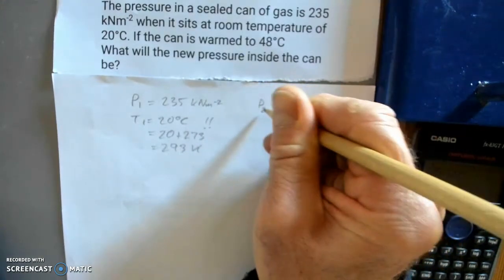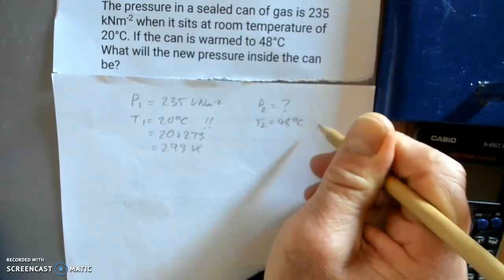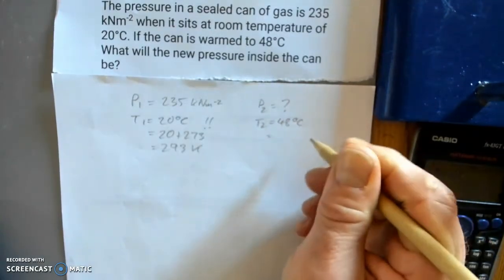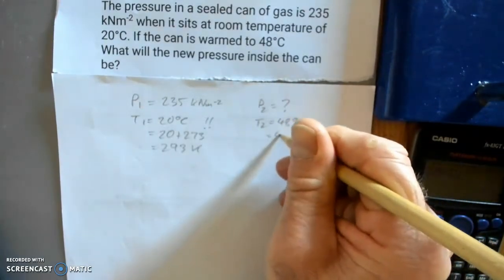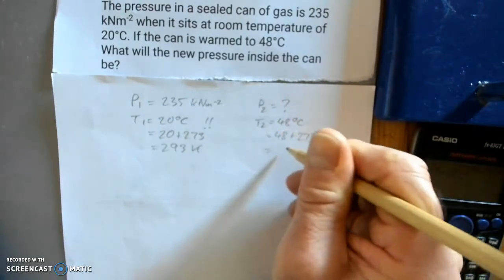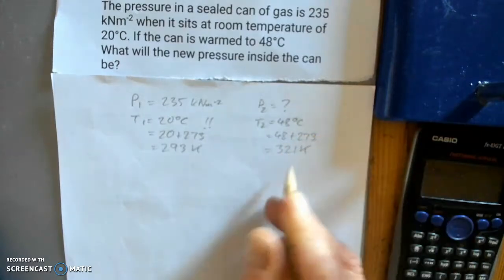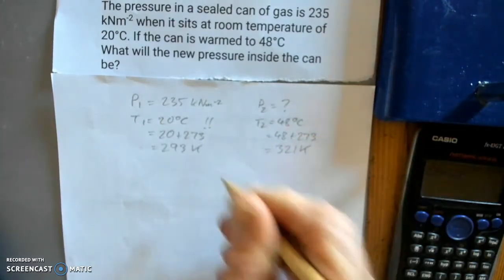Afterwards, the new pressure is what we're trying to find, so P2 is a question mark, and the second temperature, T2, is 48 degrees C, but again, we've got to change that to Kelvin. Both temperatures have to be in Kelvin, so 48 plus 273 is what we're going to put in the calculator, and that comes out at 321 Kelvin. Good, we can start to use the formula now because we've got everything that we need.